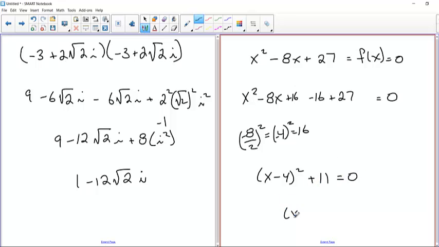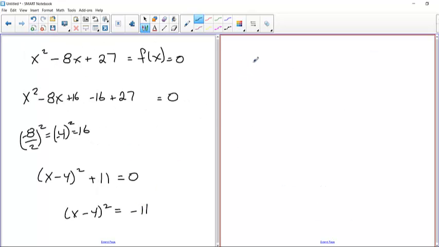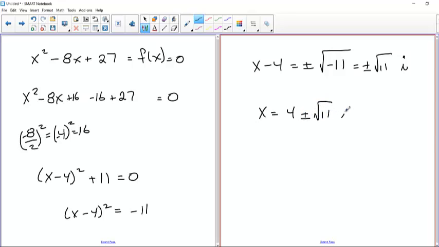Move the 11 to the other side. That's a negative 11. Okay. We're going to take the square root of both sides. So we get on the left-hand side x minus 4. On the right-hand side we get plus or minus the square root of negative 11, which is plus or minus the square root of 11i. So the square root of negative 1 becomes i. And then we can add 4 to both sides. So we'll get 4 plus or minus square root of 11i.